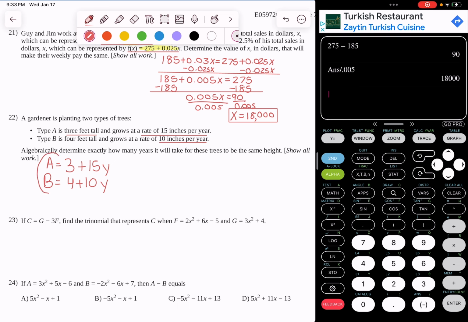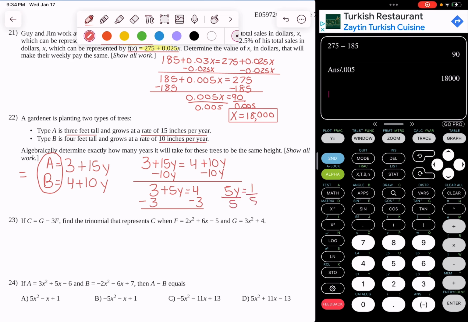If I want these to be the same, I want them to equal each other. So I'm going to do 3 plus 15y equals 4 plus 10y. I'm going to subtract 10y from both sides, and I will get 3 plus 5y equals 4. To get rid of the 3, I'm going to subtract 3 from both sides. That will give me 5y equals 1. Divide by 5. y equals 1 over 5.